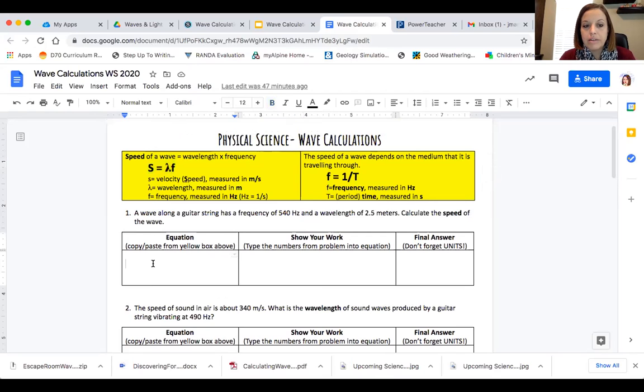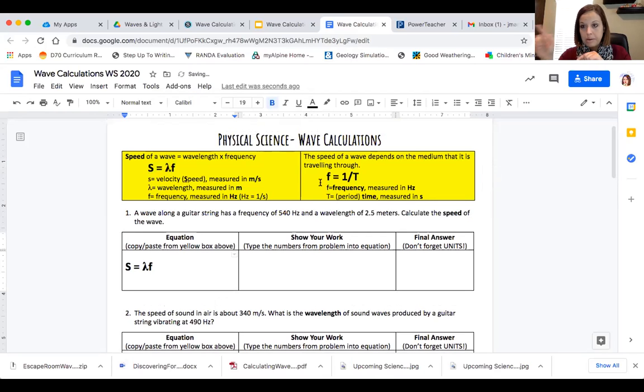Then you could go down to the box, right click again and push paste. I know there are other ways to copy and paste, but in case you didn't know, okay? So we have S equals this times this. So speed equals wavelength times frequency. Then we just go back to the problem and we find the wavelength and the frequency.